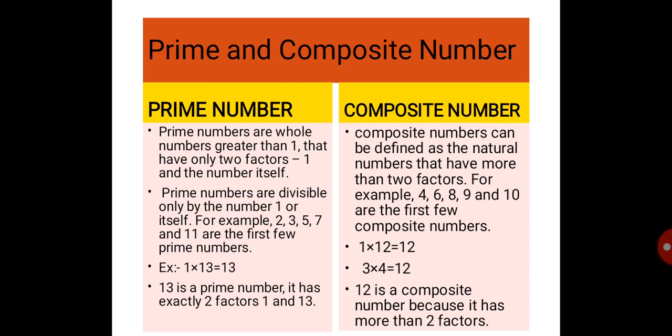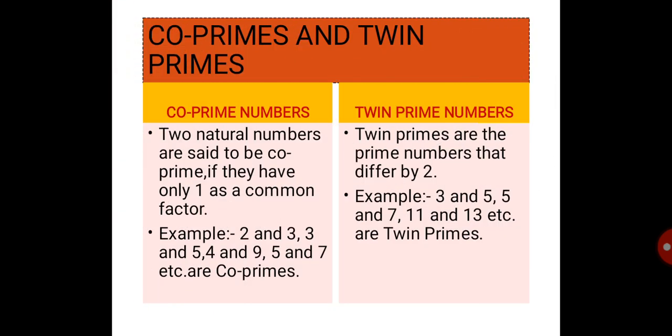The numbers having more than two factors are known as composite numbers. Here we have seen some examples: 4, 6, 8, 9, and 10 are the first few composite numbers. Now, I have given one example, 12. Here 1, 2, 3, 4 are the factors of 12, that is more than two factors. So 12 is a composite number. Now, next topic is co-primes and twin primes.